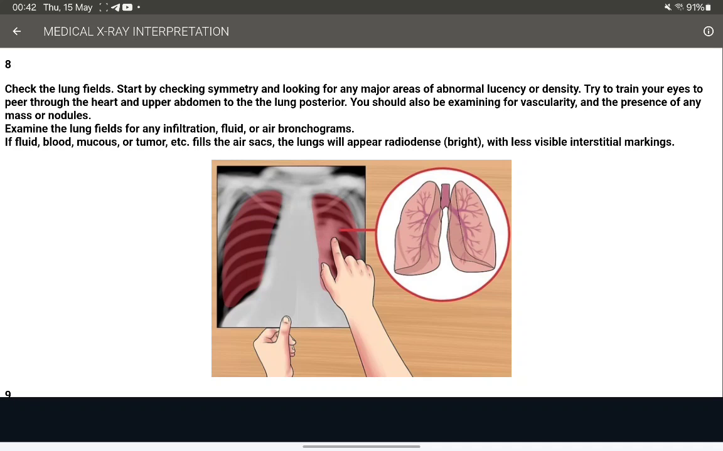Examine the lung field for any infiltration, fluid or air bronchogram. If fluid, blood, mucus or tumor fills the air sacs, the lung will appear radiodense or bright, with less visible interstitial markings.